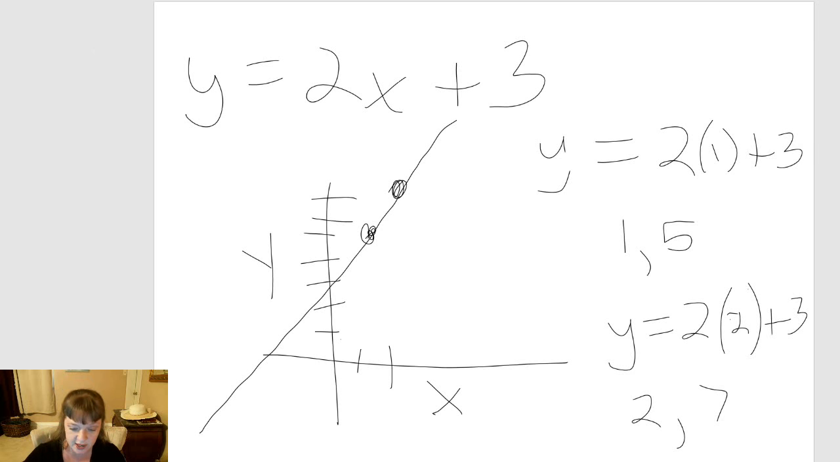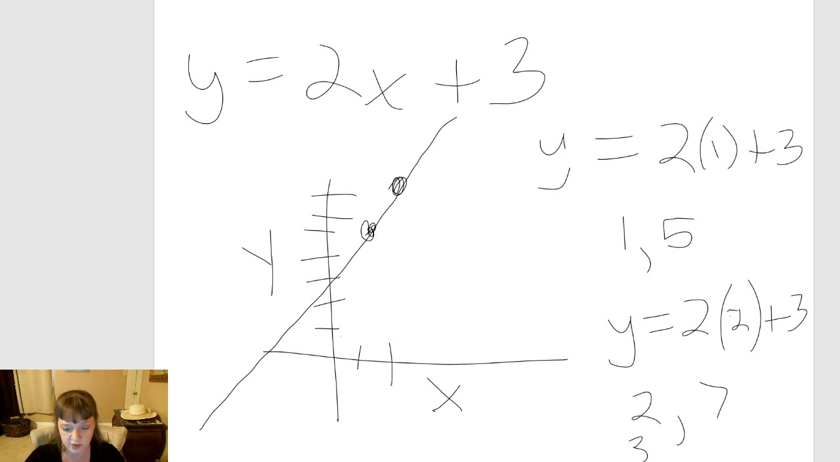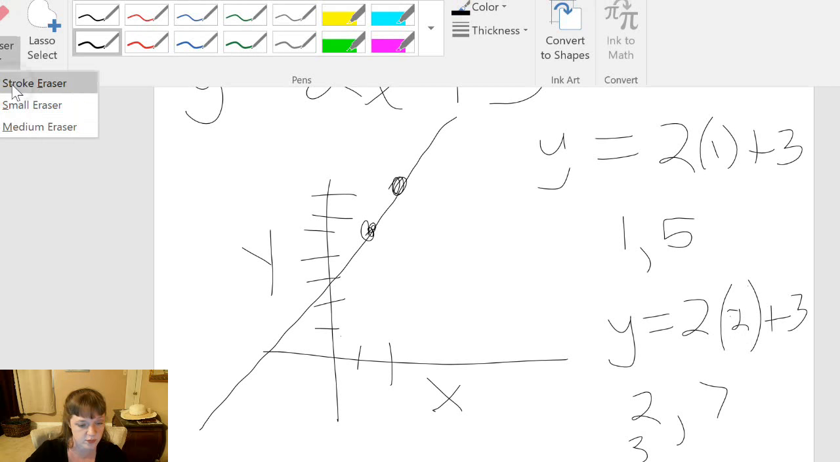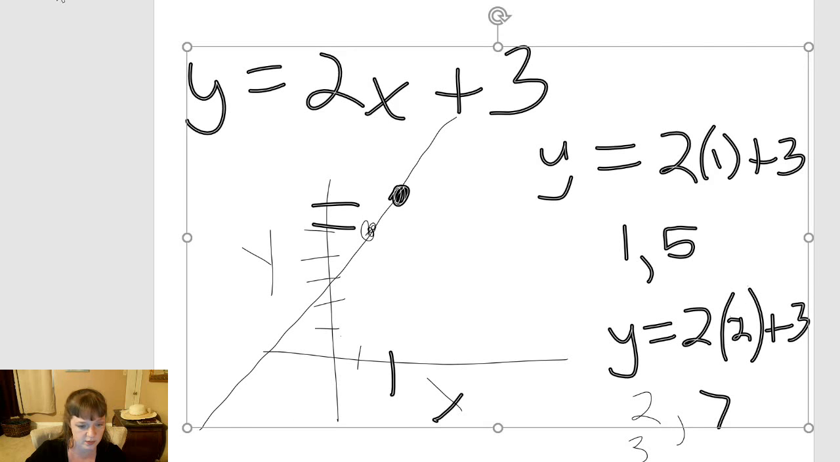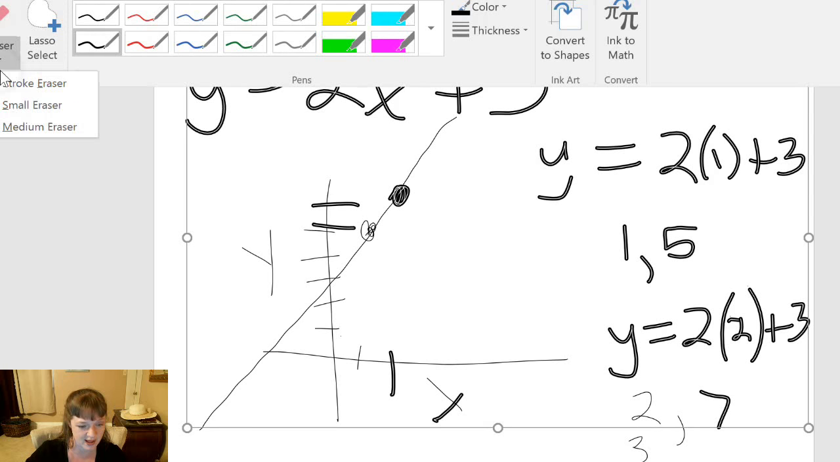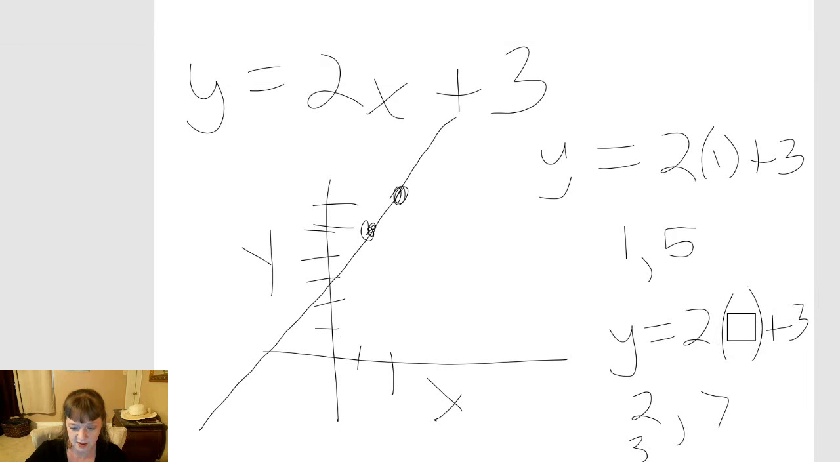Because let's do 3. And so I'm putting in 3 for x. Well, so now instead of 2 here, I'm putting in a 3. So let's do that. So now I'm putting a 3 here.